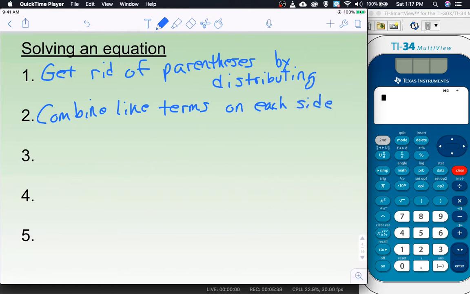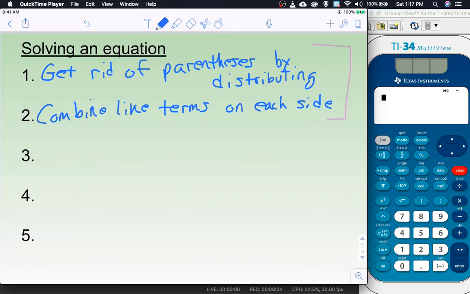Now, these first two steps kind of go together. They fit a theme. Basically, those first two steps are to simplify the problem as much as you can. It's part of solving an equation, but we make the equation as simple as we can first. Then, the second half of these steps is where we actually start getting the variable by itself.